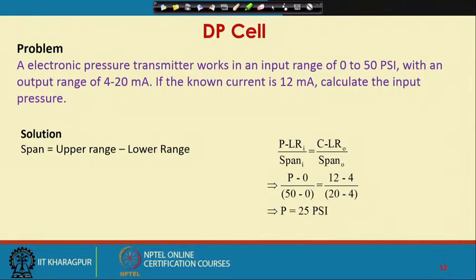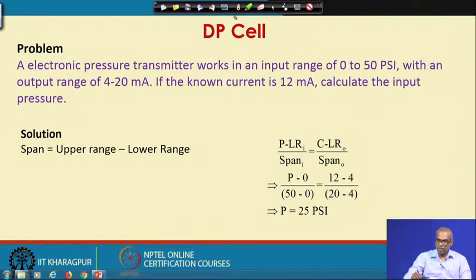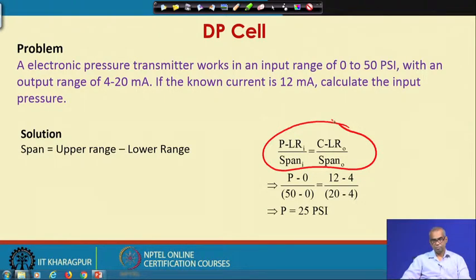So, span is the difference between upper range and lower range. So, let us just make use of this. Let us consider corresponding to 12 milliampere current, the pressure in psi is P. So, P minus 0 by 50 minus 0 is 12 minus 4 divided by 20 minus 4, which will give you P equal to 25 psi.